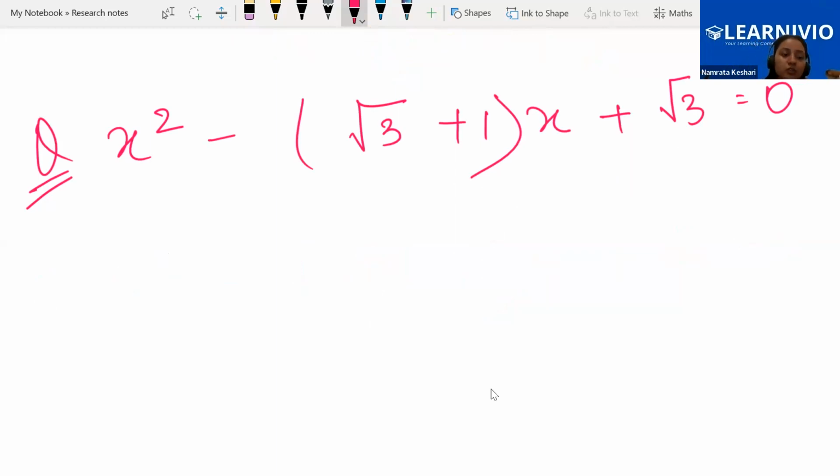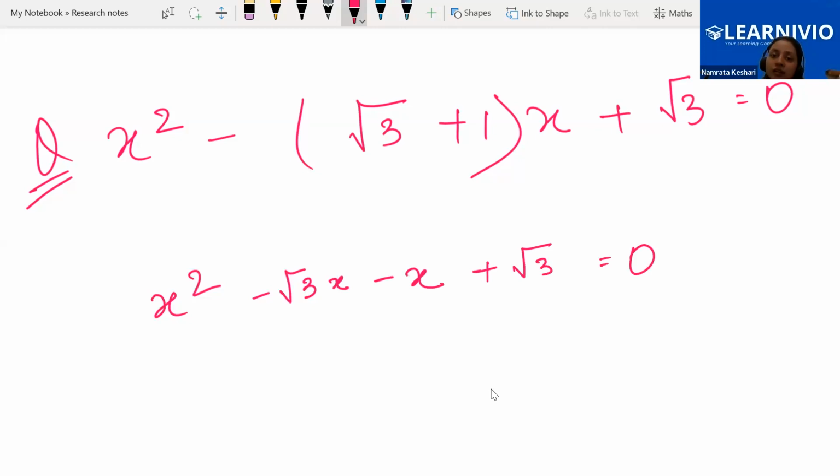So let's open the bracket and write it. Can you tell me what we will be having, Zoha, when we open the bracket? We'll get root 3x plus x. Is it minus root 3x? Minus root 3x, plus x or minus x? Minus x plus root 3. So the split version is already given, right, Zoha?